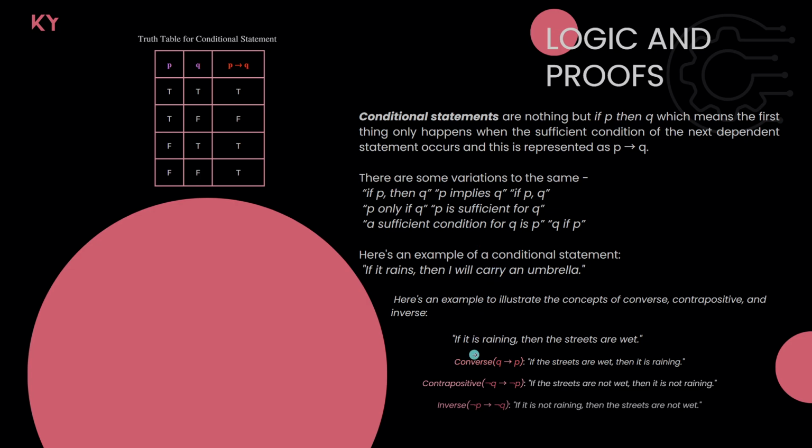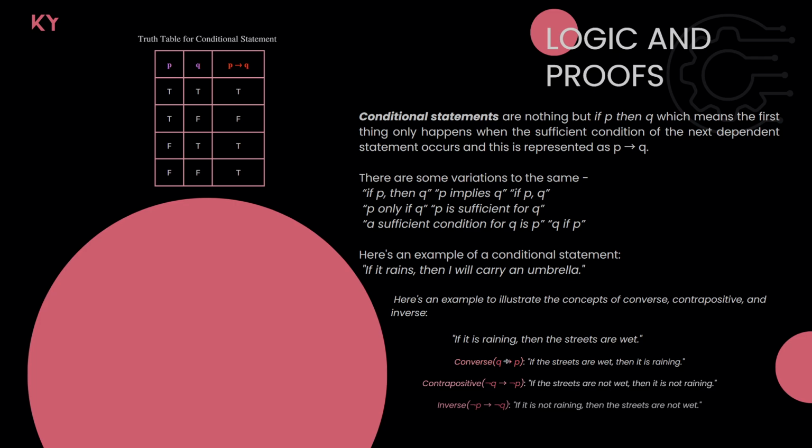So for example, look at converse. If it is raining, let it be P, and the streets are wet, let it be Q. So the converse says, if the streets are wet, then it is raining, which doesn't change the sense of this proposition. This proposition remains the same.